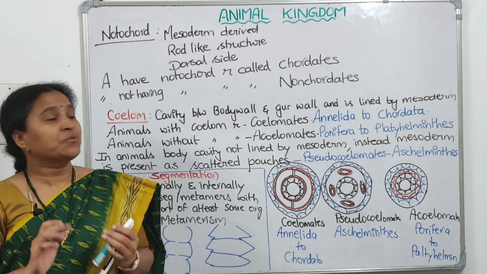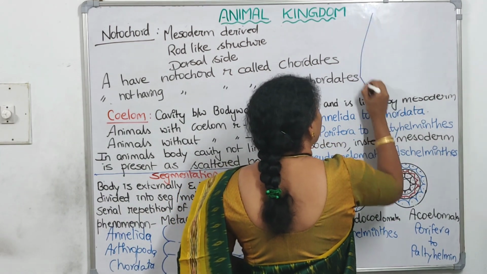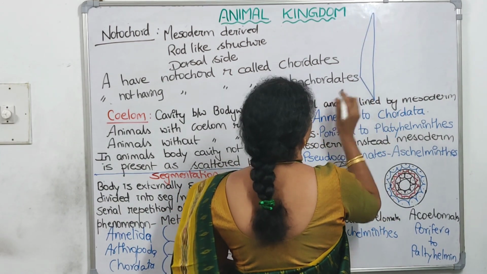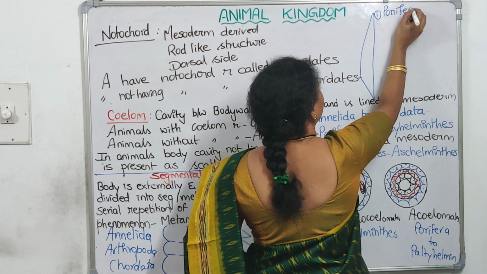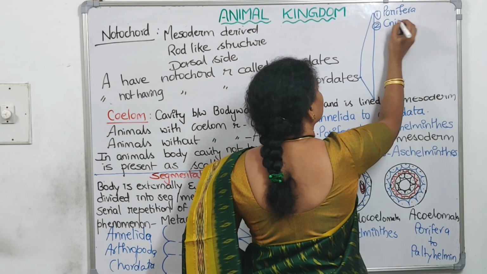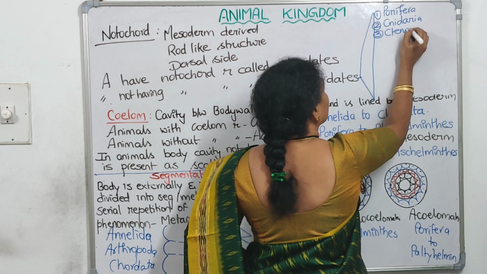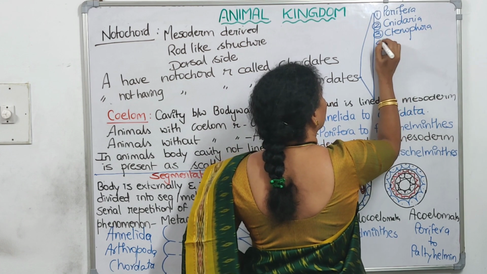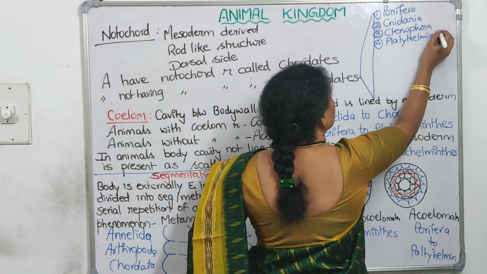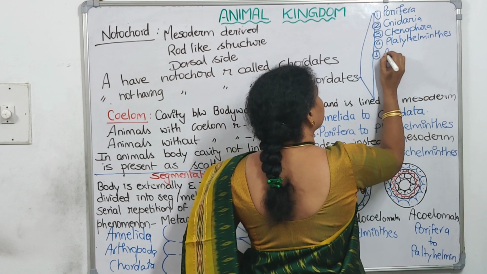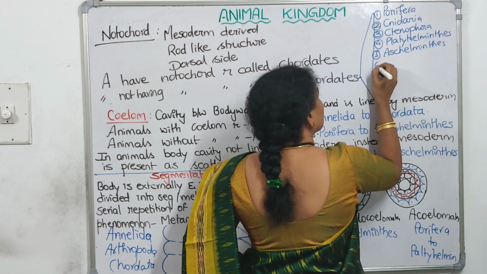There are 9 phyla which are examples for non-chordates. What are the phyla which are examples for non-chordates? What's the first phylum? Porifera. Second phylum, Cnidaria or Coelenterata. Third phylum, Ctenophora. Fourth phylum, Platyhelminthes. Fifth phylum, Aschelminthes.